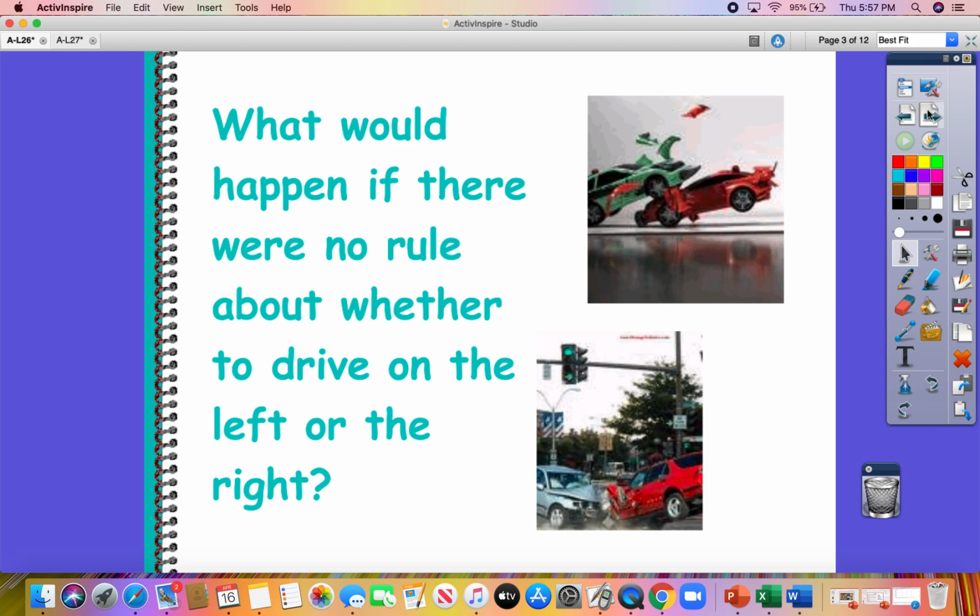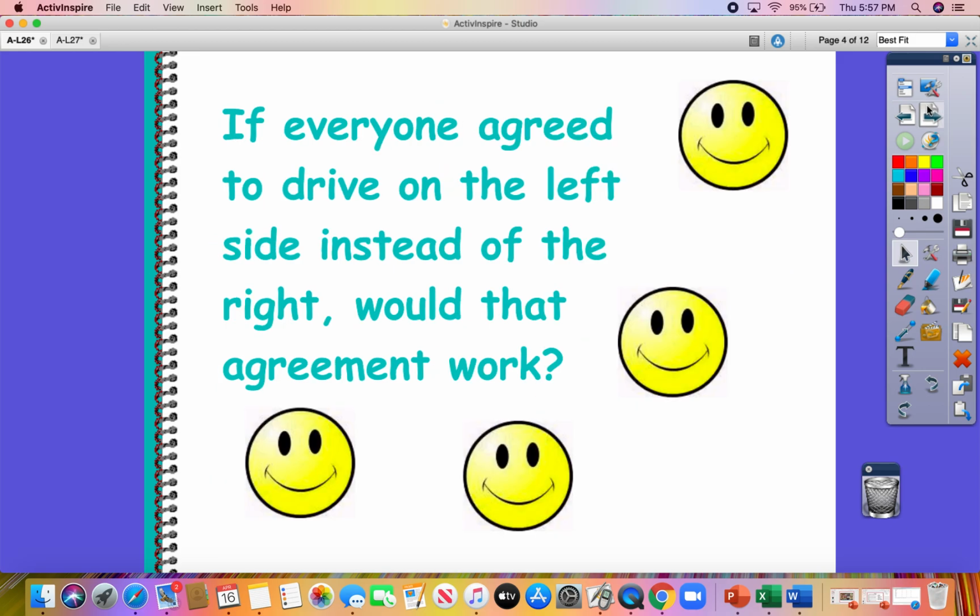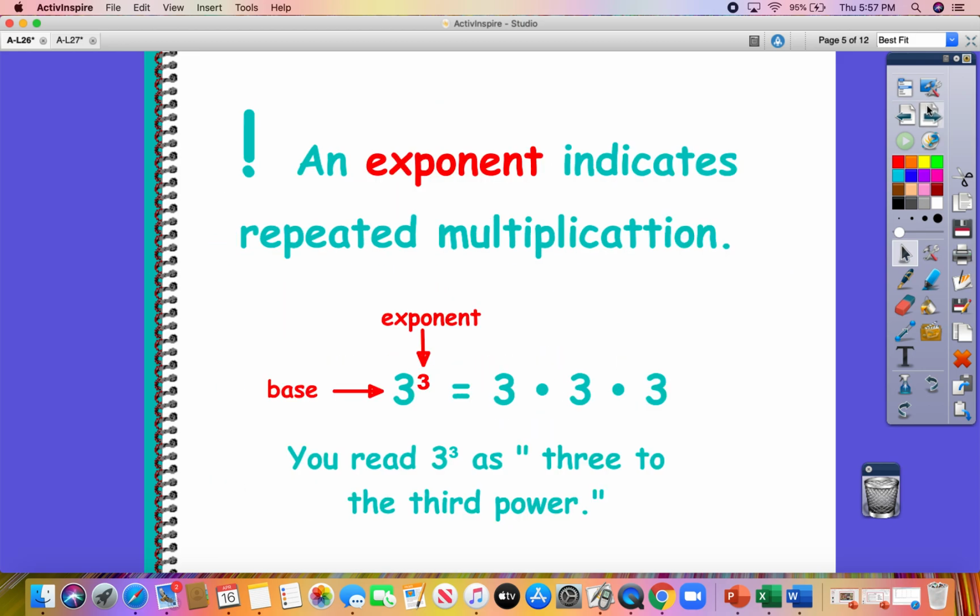So it's just like in order of operations. We have to have rules. What would happen if there were no rules about how to drive? People could just drive willy-nilly wherever they wanted, and it would look like this. It would be crazy, okay? So we need everybody to follow the rule.